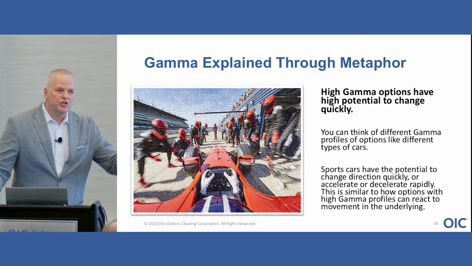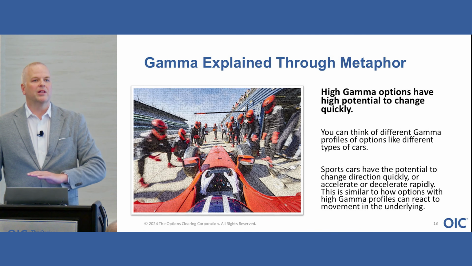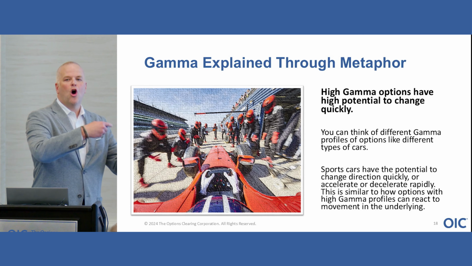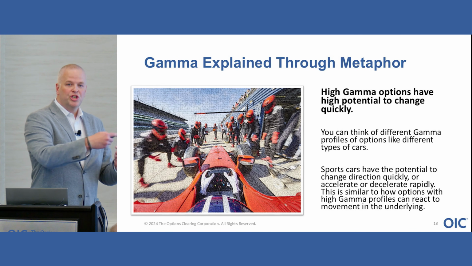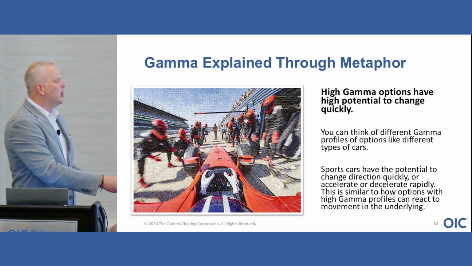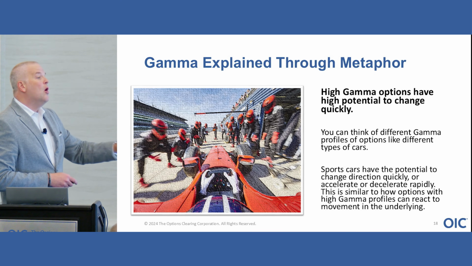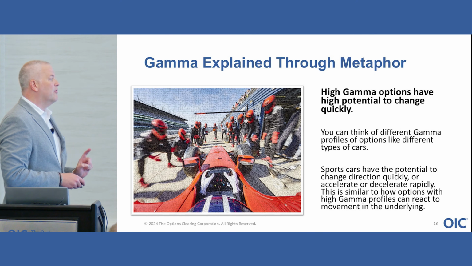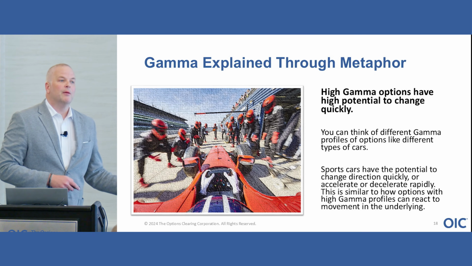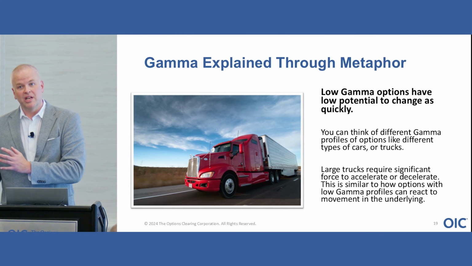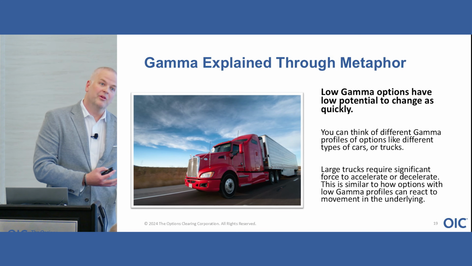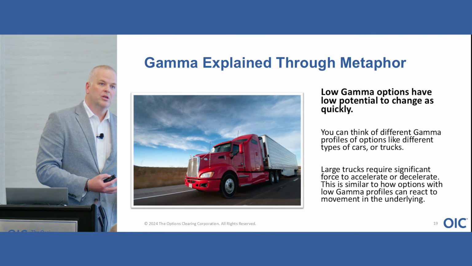They change the direction of your portfolio very quickly by affecting change on delta. They change the delta of your portfolio very quickly. Sports cars have the potential to change direction quickly or accelerate or decelerate rapidly. These are high gamma options. Conversely, low gamma options. If a gamma that is high has high potential to change, guess what? A gamma that is low has low potential to change.